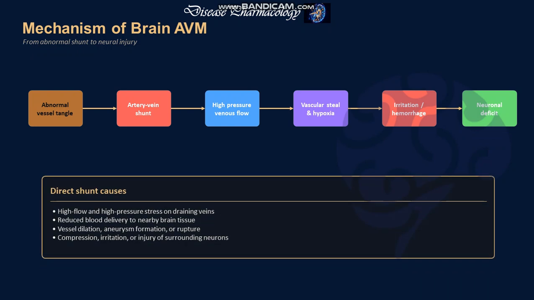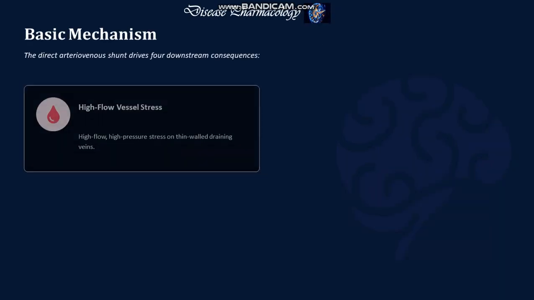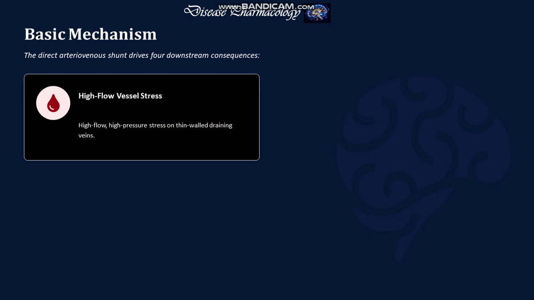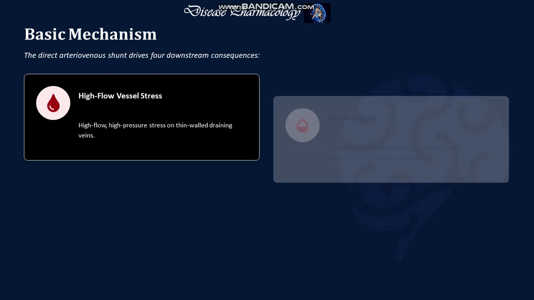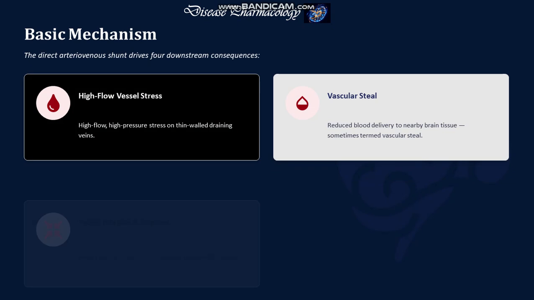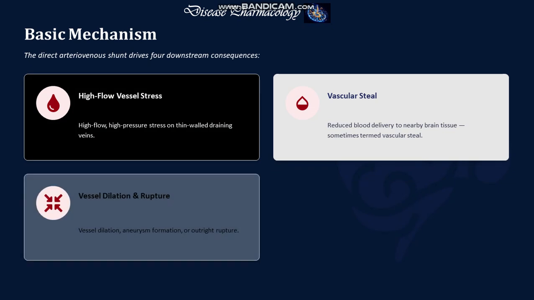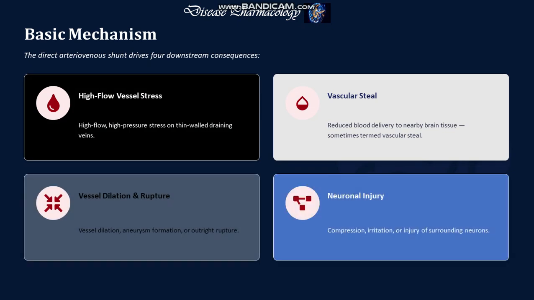That is how the direct shunt causes reduced blood delivery, vessel dilation, compression, irritation, or injury. Basic mechanism: high flow stress, vascular steal, vessel dilation and rupture, and neuronal injury.